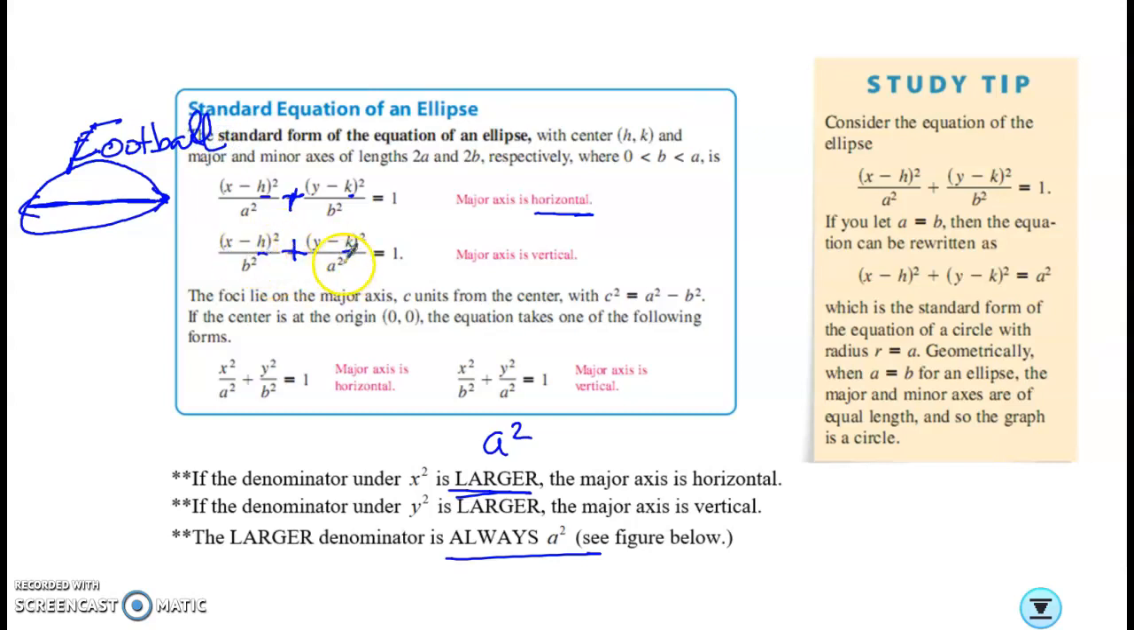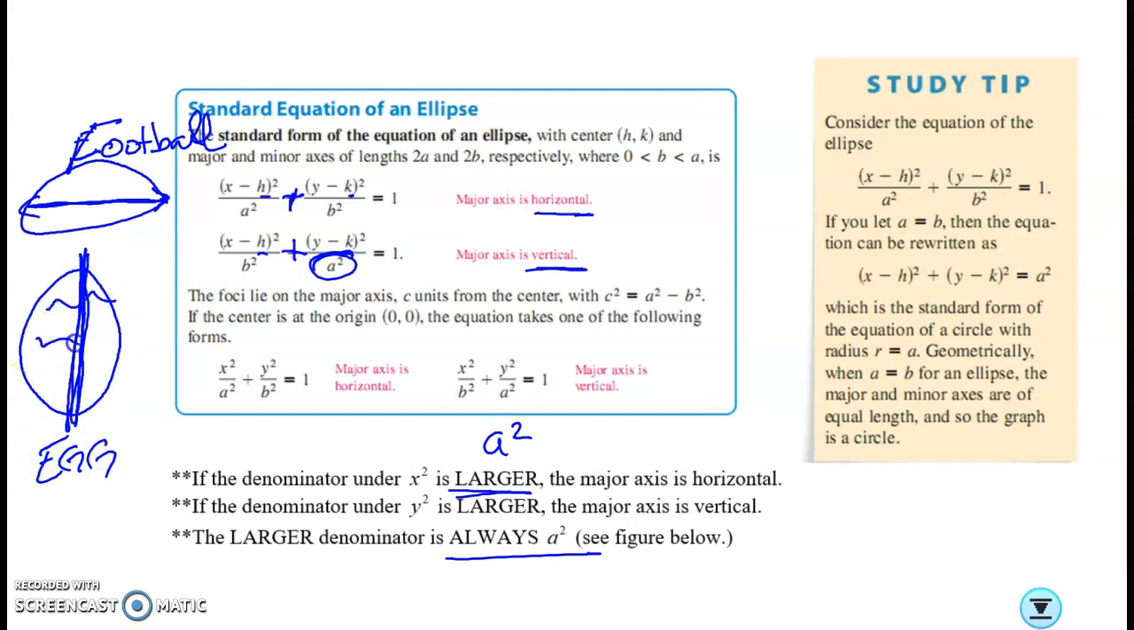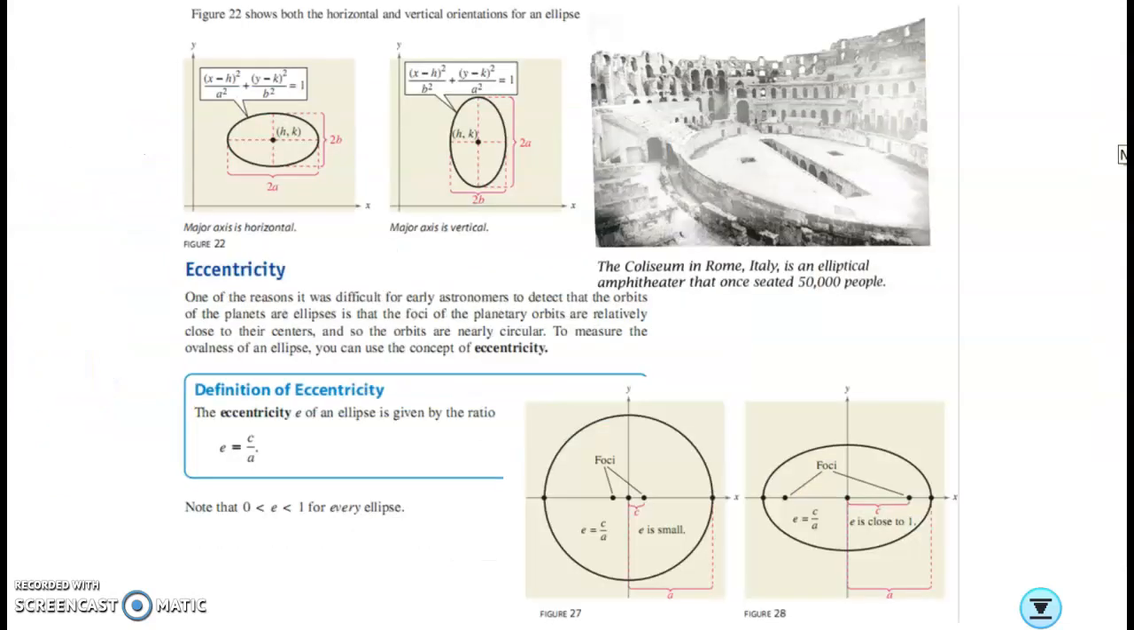And when a squared jumps underneath the y term, that means that it's longer in the y direction, so its major axis is vertical. And this makes me think of an Easter egg that you would draw and decorate when you were younger. It looks like an egg standing on its end. So I will refer to these shapes as the football or the egg. All right, so here again, it's showing you the equations of the football and the egg.